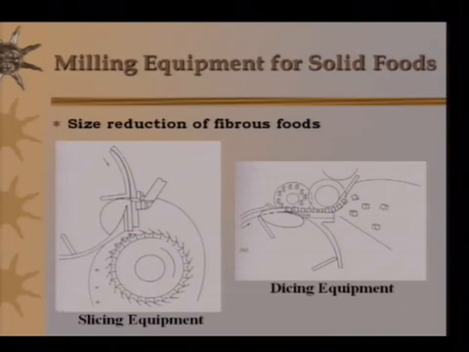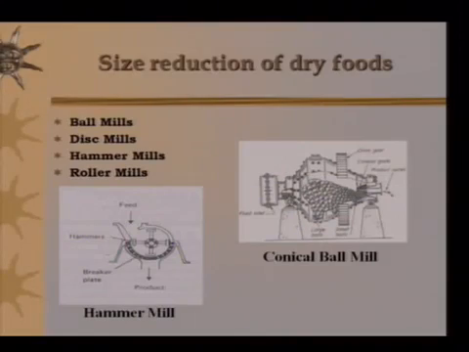Dicing also is utilized in food industries where you are making food products on a large scale. For example, if there is a samosa making factory, or a factory which produces potato fingers. For potato fingers you have to cut the potato into a predetermined size, and then it has to be fried and produced. So slicing and dicing equipments are used in food processing industries even these days. Then coming to the size reduction of dry foods.